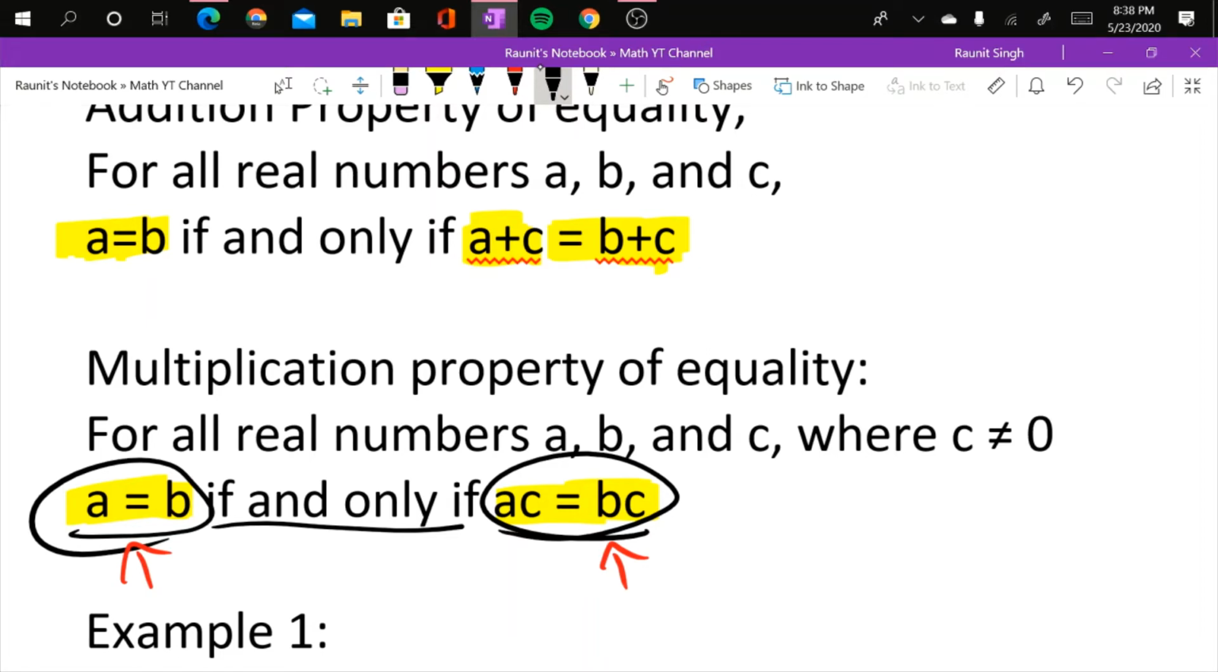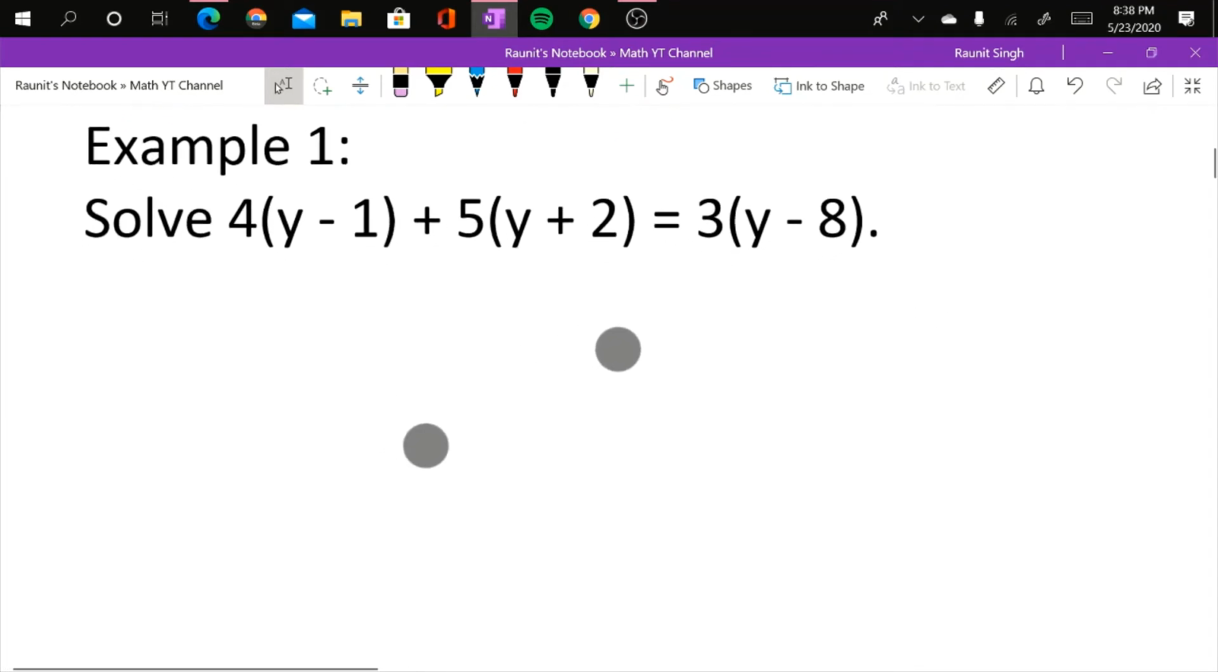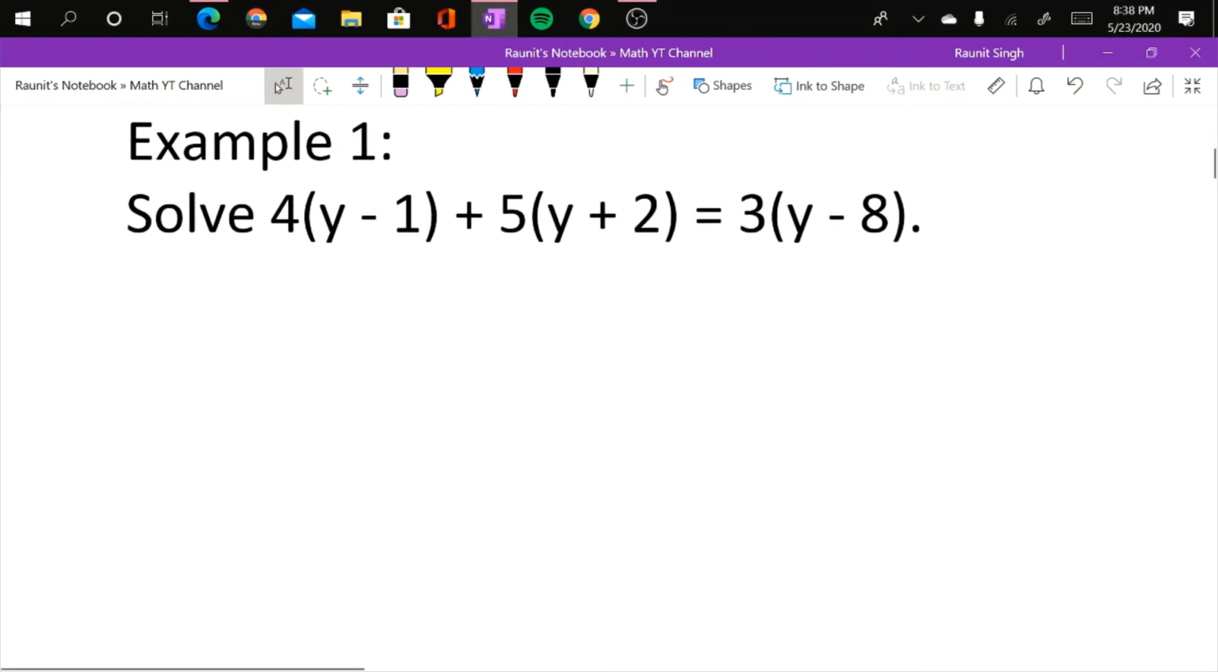Okay, so let's move on to our first example. Example 1. Solve 4 times (y minus 1) plus 5 times (y plus 2) is equal to 3 times (y minus 8). Okay? So we're going to start off by using the distributive property actually.